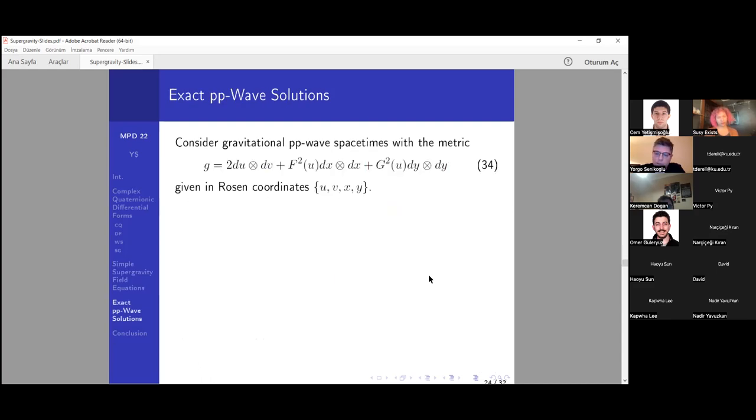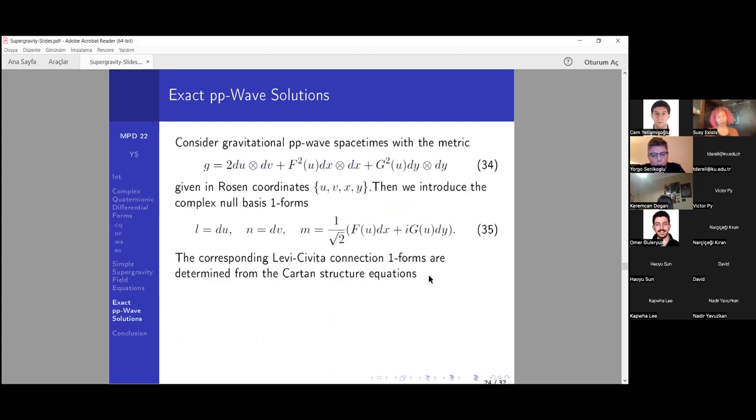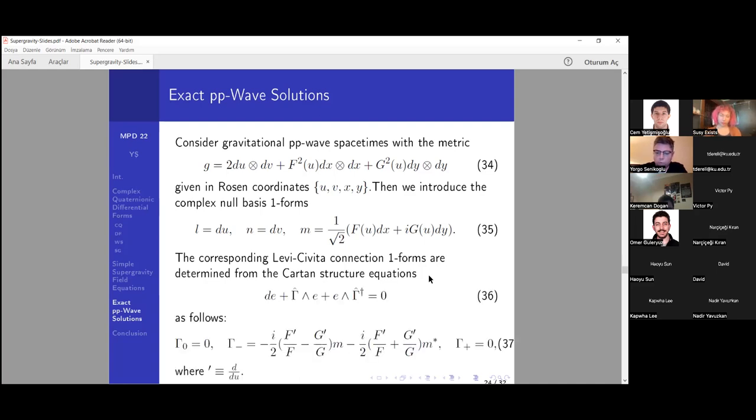Now, we consider our space-time metric. At last, after all this formalism, in Rosen coordinates, where you have f and big F and G, the ones that I defined at the beginning of my presentation, we introduce the complex null basis L and M, like this. The corresponding Levi-Civita connection one-forms are determined from the usual Cartan structure equations, which are gamma zero, gamma minus, and gamma plus in terms of big F and its derivative, and big G and its derivative.